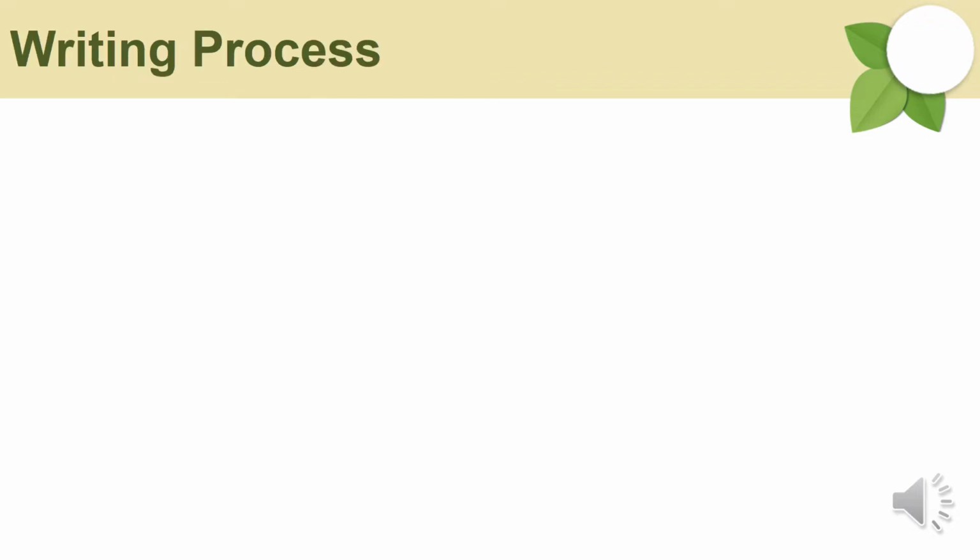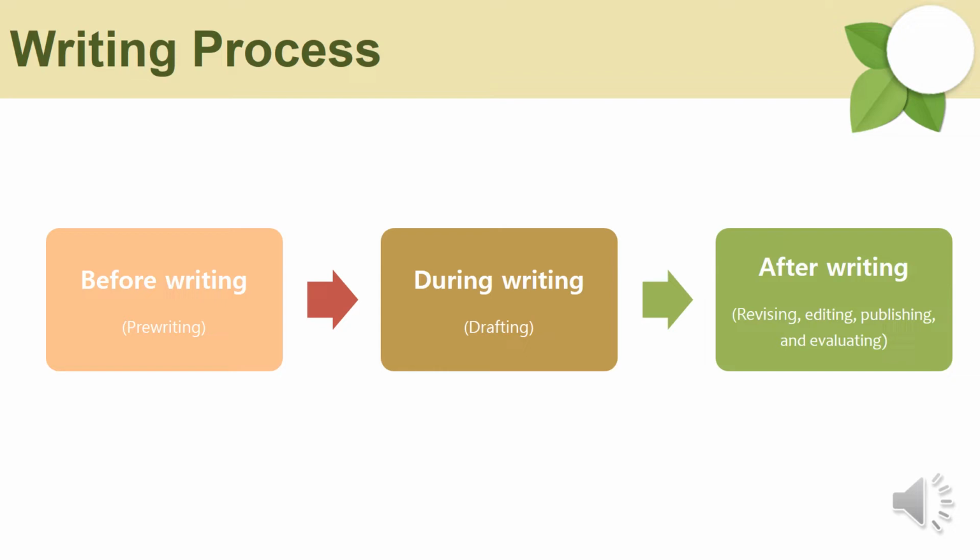These are the steps in writing. It begins with before writing activity, or it can also be called pre-writing, followed by during writing activity or drafting, and continued with after writing activity, which consists of four elements, namely revising, editing, publishing, and evaluating. Do you want to get an in-depth understanding about this? Let's investigate each step in writing one by one.